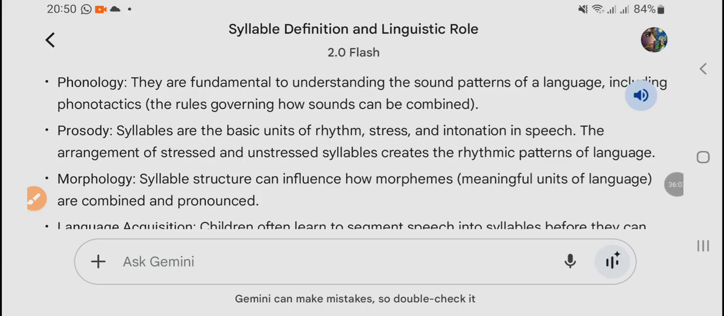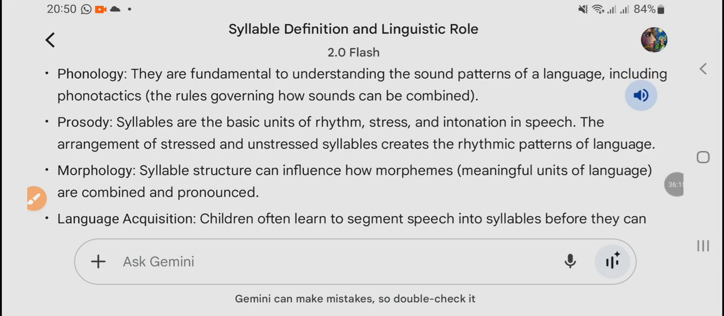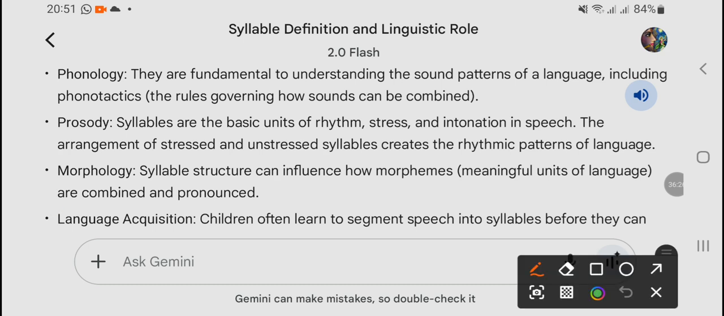Syllables are fundamental to understanding the sound patterns of a language, including phonotactics, the rules governing how sounds can be combined.